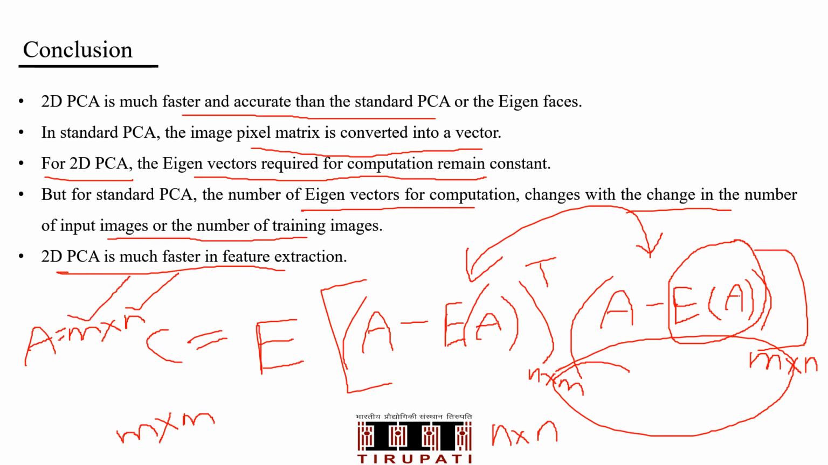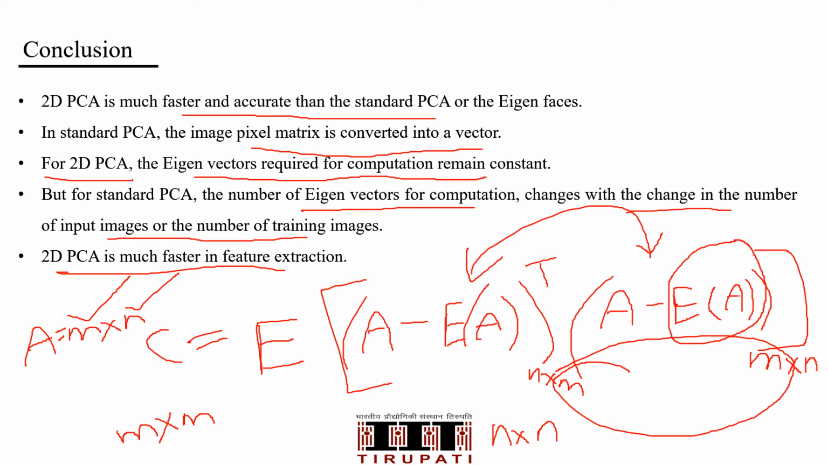We can even perform these rows and column operations simultaneously by using 2D square PCA. This is an extension of 2D PCA, but we are not discussing here. In this presentation, we are only discussing about 2D PCA.